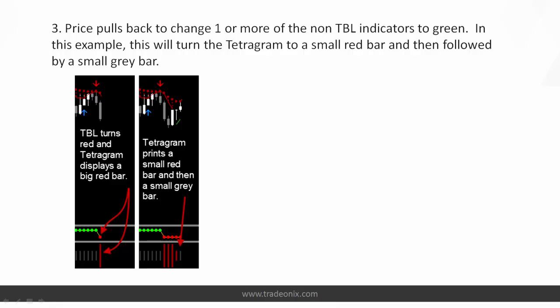Price pulls back to change one or more of the non-TBL indicators to green. In this example, it will turn the tetragram to a small red bar and then followed by a small gray bar. So what happens first is we get the pullback where the TBS drops down below the candle. And then the second one, the switch, which we can't see in this image, but the switch is starting to point up. And we are, at this point, having 2 indicators that have turned over, and this gives us the small gray tetragram bar.